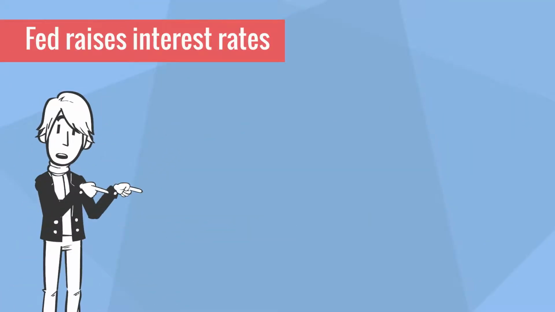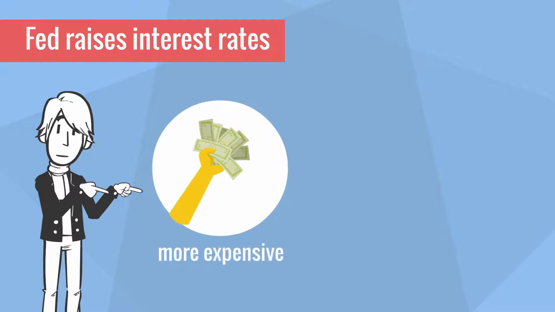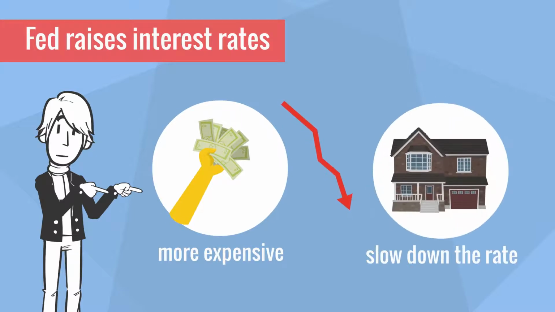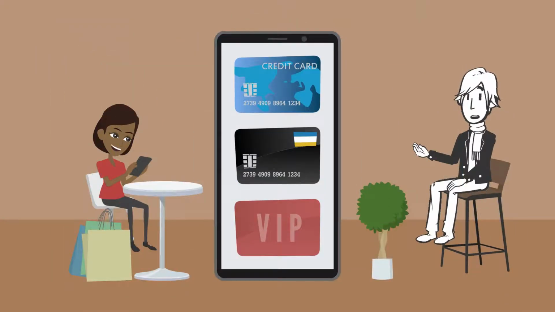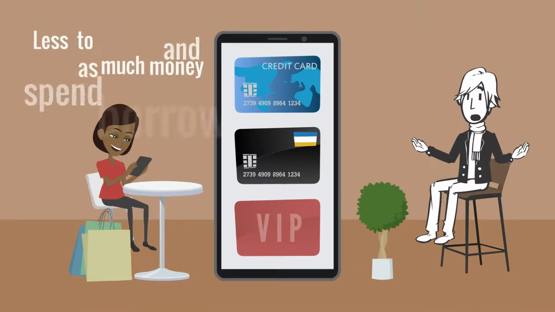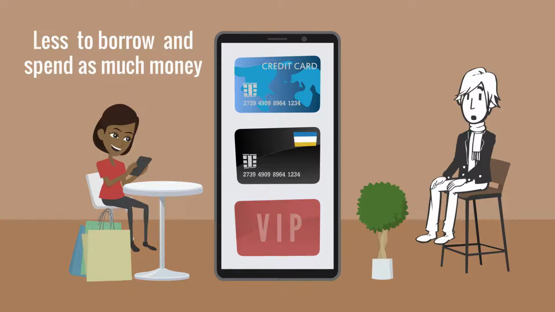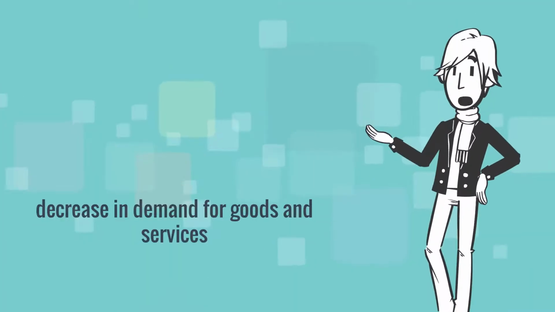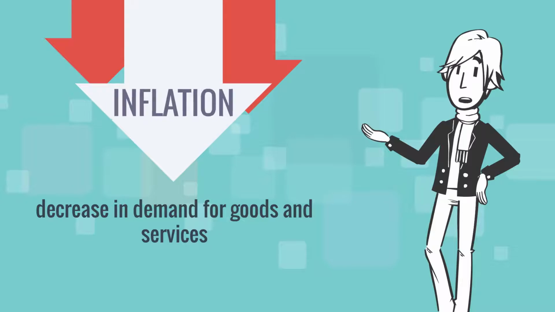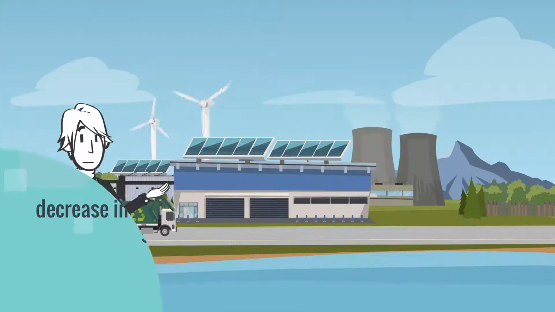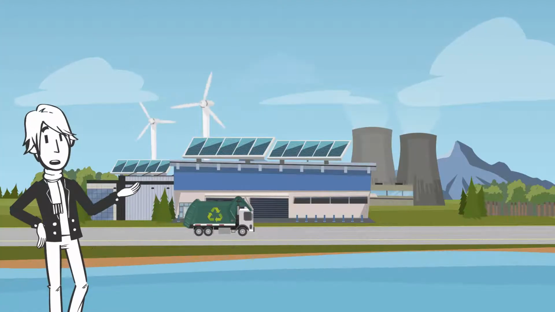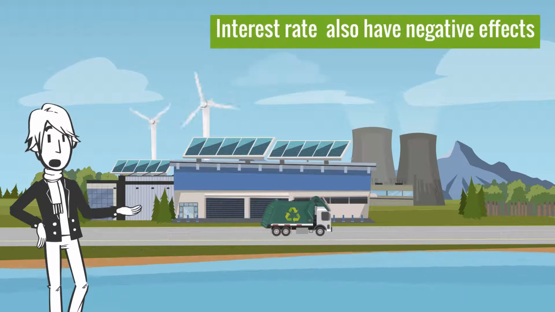When the Fed raises interest rates, it makes borrowing money more expensive, which can slow down the rate at which prices are rising. This is because businesses and consumers are less likely to borrow and spend as much money when interest rates are high, which can lead to a decrease in demand for goods and services and ultimately slow down inflation. However, an interest rate increase can also have negative effects on the economy.